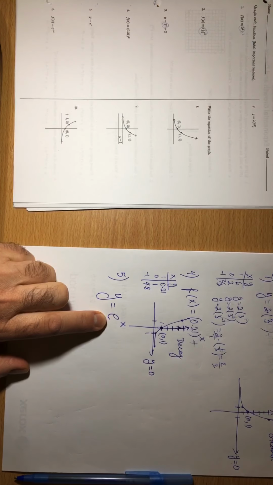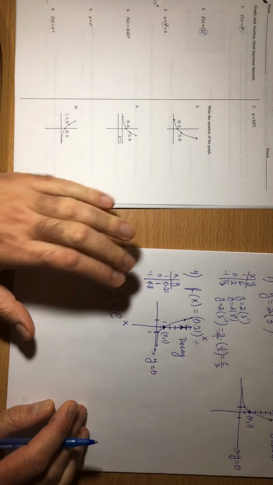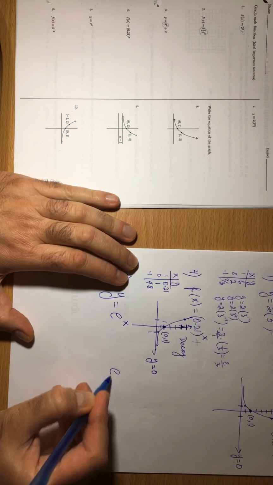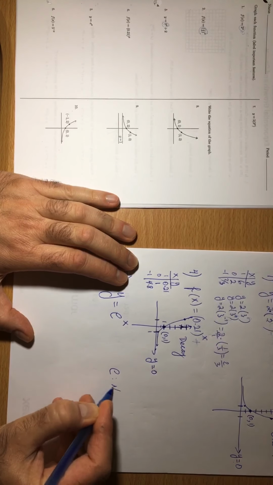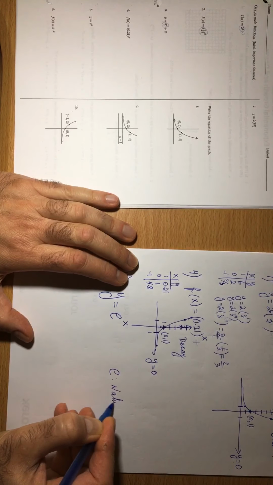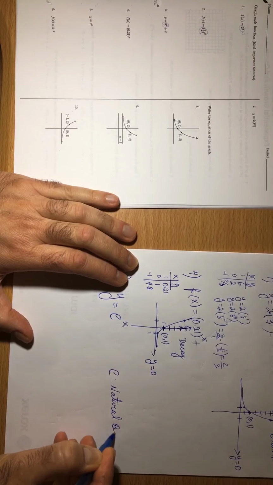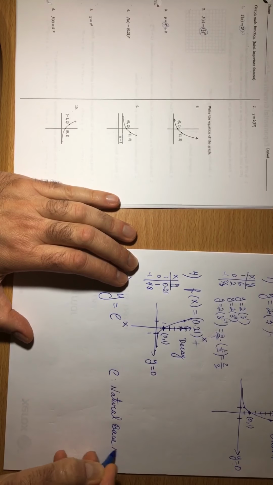Okay, so let's get back to this. What is this? Lowercase e. Okay. Lowercase e is a number called the natural base number. It exists in nature, just like pi.